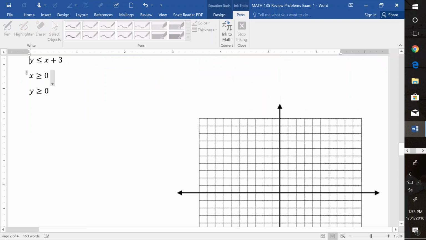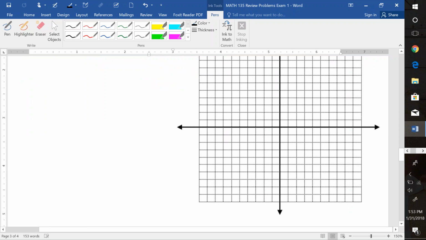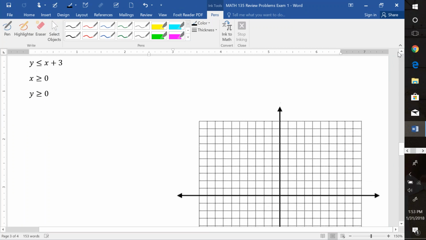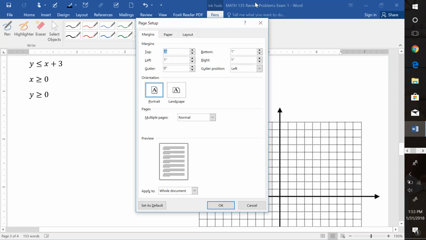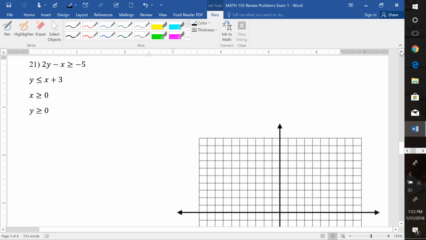Okay, so this takes us into the chapter 3 parts. So I picked number 21. This is graphing, and it's hard for it to stay on the same picture. It's graphing a linear inequality. So we're going to be working on this one next. Let me get that centered up there.